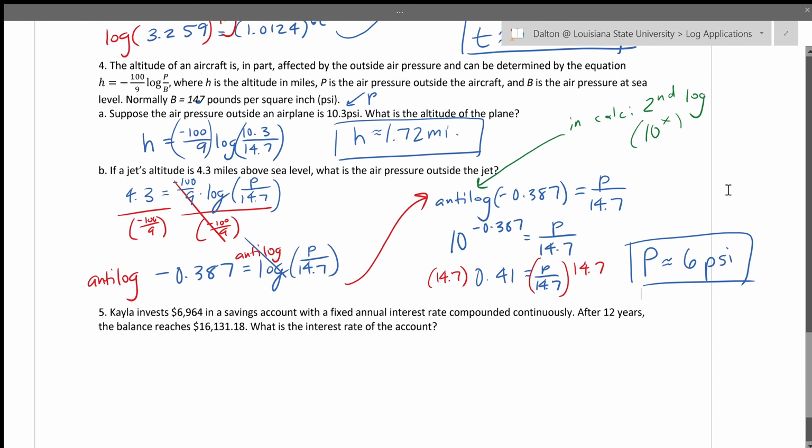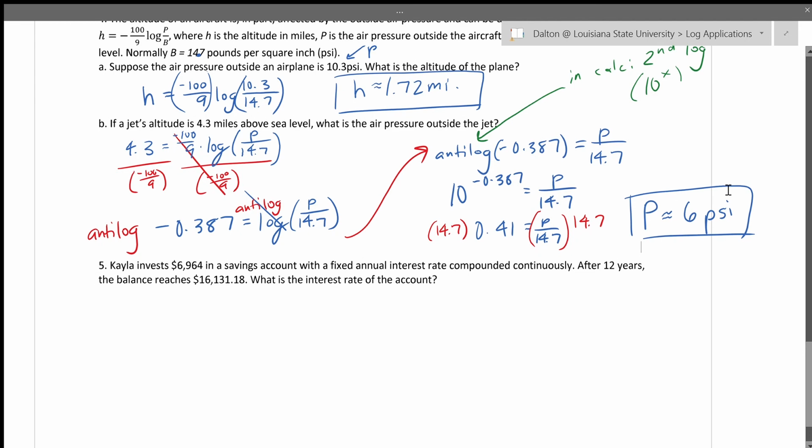Number 5. Kayla invests $6,964 in a savings account with a fixed annual interest rate compounded continuously. There's the important phrase. After 12 years, the balance reaches $16,131.18. So what is the interest rate of the account? That's r. That's what we're going to be looking for.